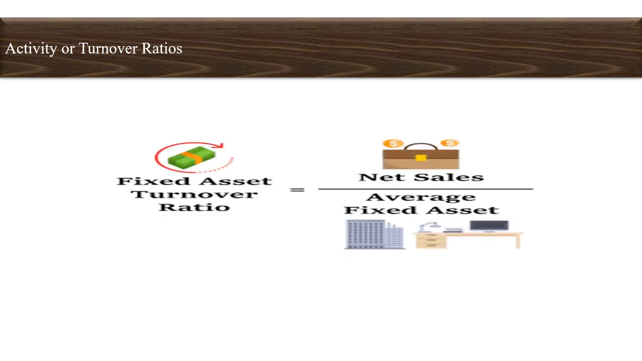Next ratio, fixed asset turnover ratio. This ratio indicates the relationship between sales and fixed asset. The sales generated by every rupee invested in fixed asset. A higher ratio is an indicator of greater efficiency in the utilization of fixed asset. Fixed asset turnover ratio is equal to sales divided by net fixed asset.